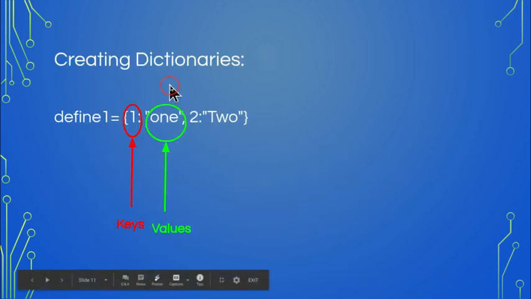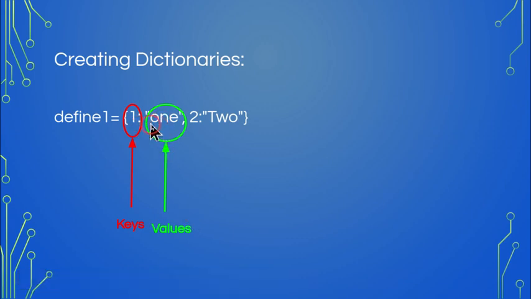Before you start creating a dictionary, you should understand that each dictionary has a key, and then we assign a value to the key. Key and values are assigned with a colon sign, and this acts like one set. So this key one has the value one, and then number two has the value two in string. So this is how we create a dictionary.